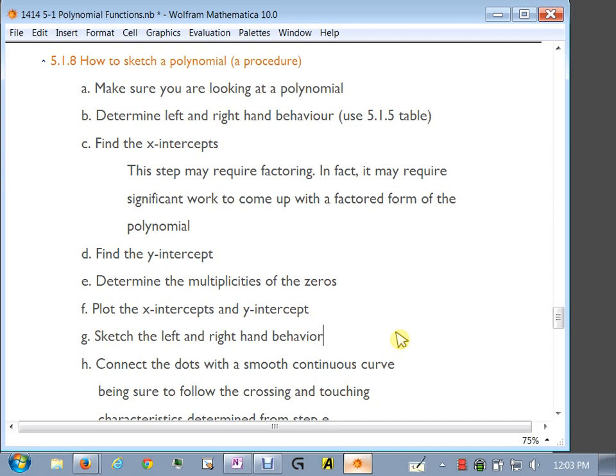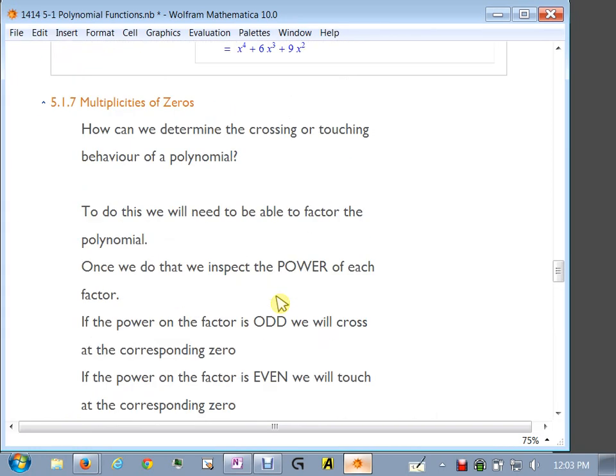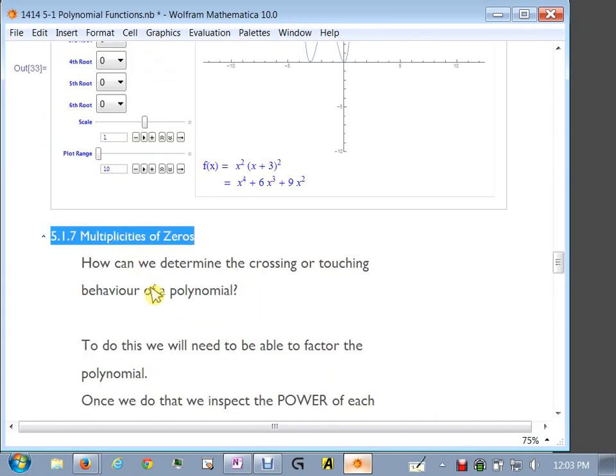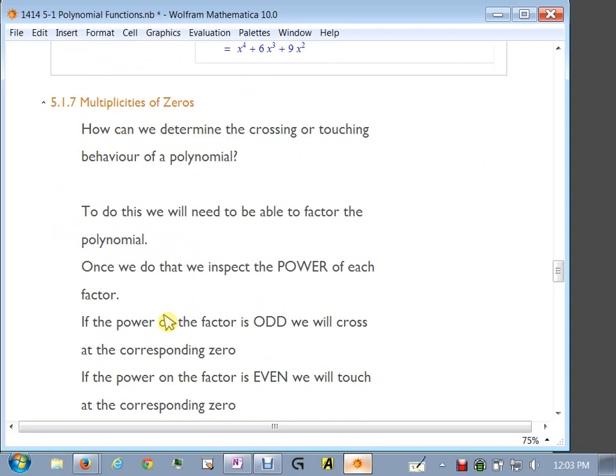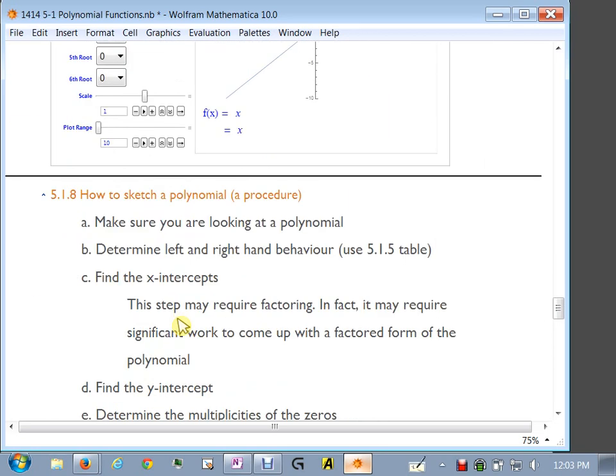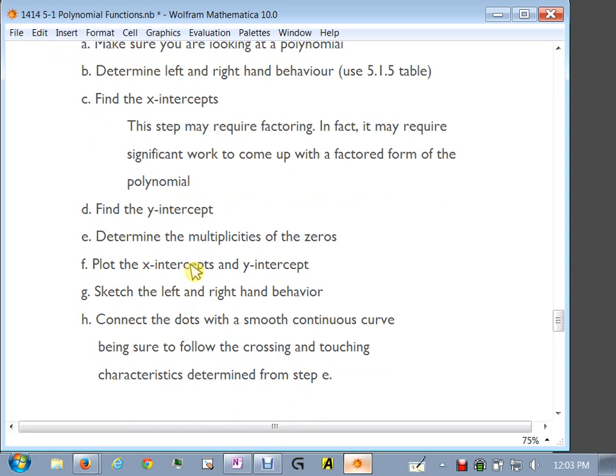Because there's some things we cannot factor right now. Then we'll find the y-intercept. We'll determine the multiplicities of the zeros. What does that mean? Multiplicities, what was that? That was where it's going to touch and cross, okay? So we'll determine that. We'll plot the x-intercepts and the y-intercept.